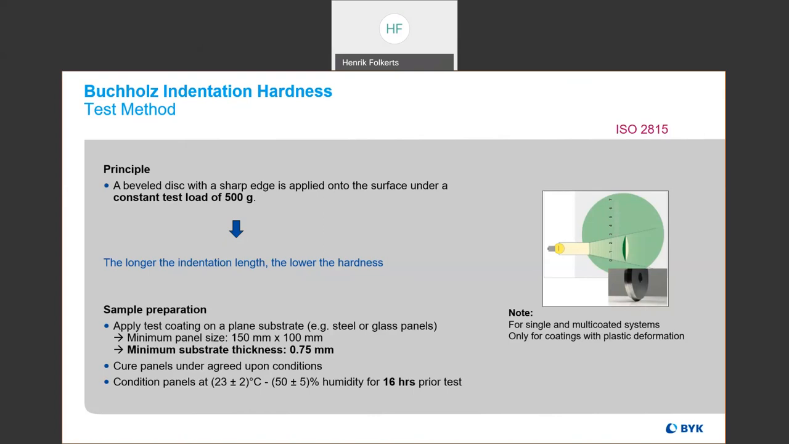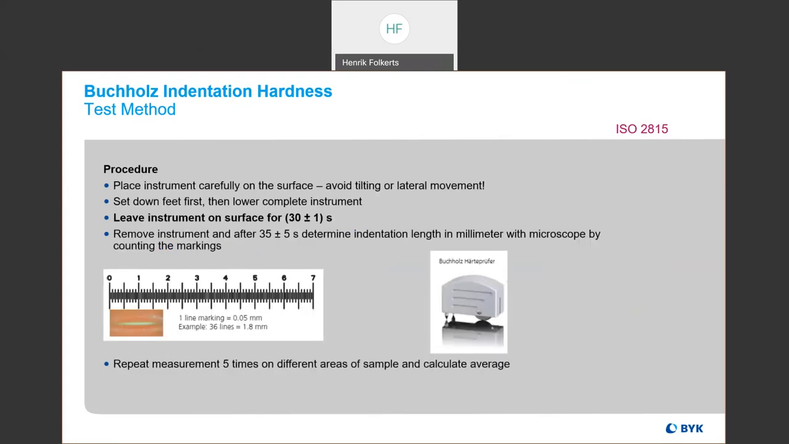How is the test done? You can see the instrument with the beveled disc here on the picture. Here, this is the instrument, and here underneath is the beveled disc. It has to be carefully placed on the surface. Please avoid any tilting or sideward movement. It is important that you put down the little feet first. Here in the front there are two little feet. And then lower slowly the complete instrument in a very smooth movement.